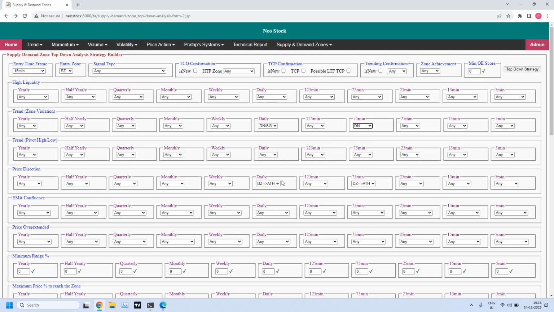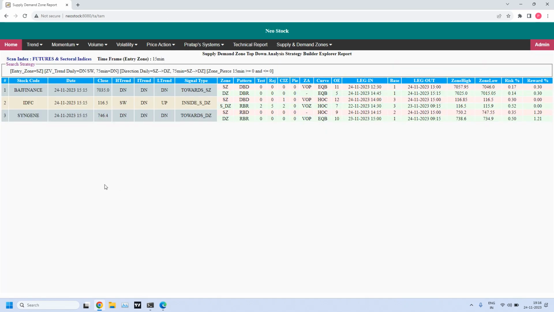And price direction, we have 3 conditions. So first condition, prices are traveling from supply zone to demand zone on the daily time frame, that is HTF time frame, and also on the ITF time frame, that is 75 minutes, also supply zone to demand zone. And the pierced count we already set to 0, so let us filter. So these 3 stocks are supporting bearish setup for the 15 minutes time frame. This is the first report.